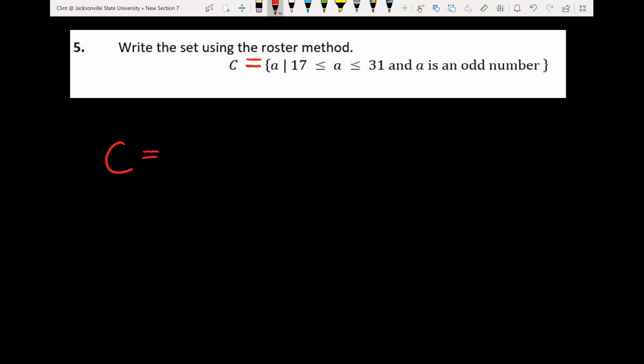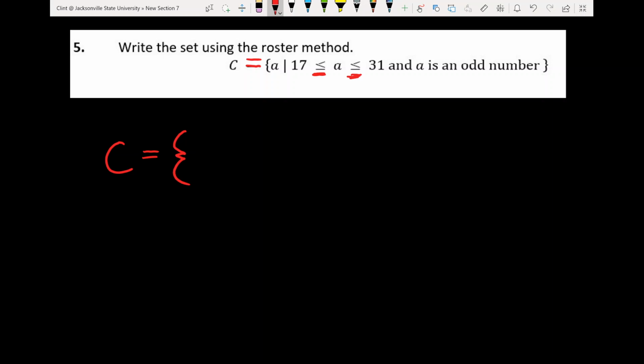Our set C equals, and then since it's a set we'll have a curly bracket, and then we're going to list out all of the elements that are in this set. So if we read what the set builder notation is saying, it says A such that A is between 17 and 31, and A is an odd number. So that's telling us that the elements in our set are all the odd numbers between 17 and 31. And since these have the equal bars down here, that means we'll include 17 and 31 if they're odd.